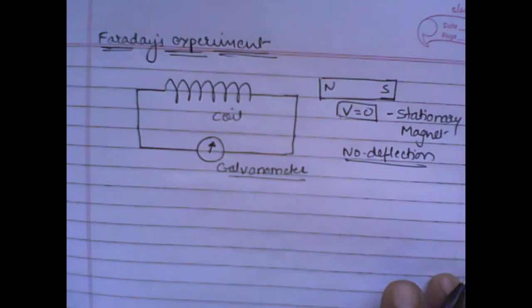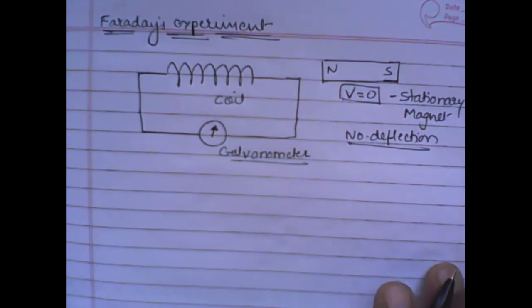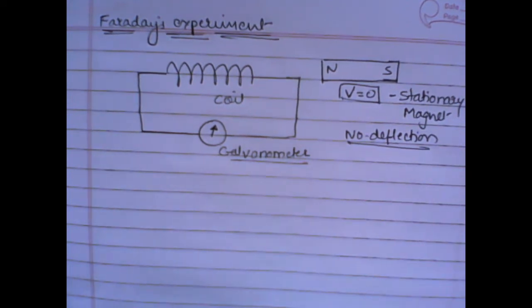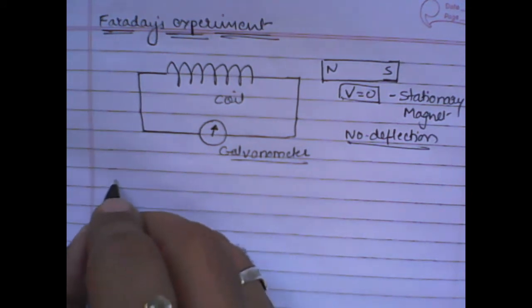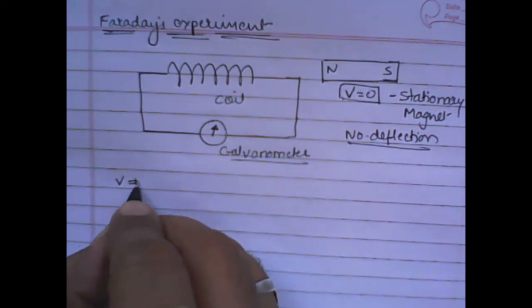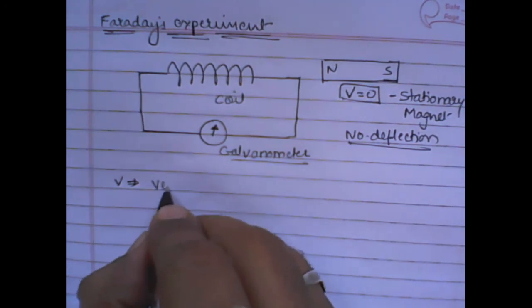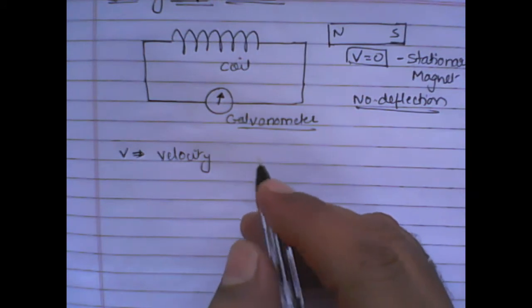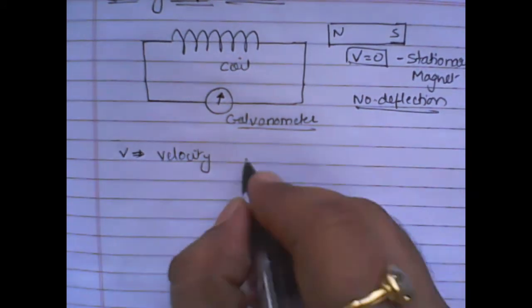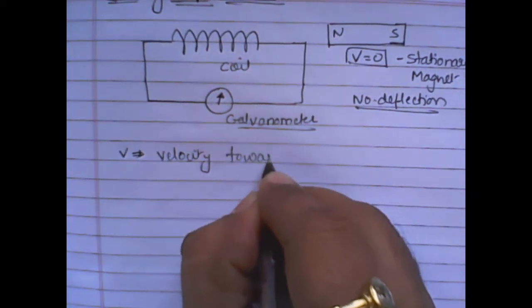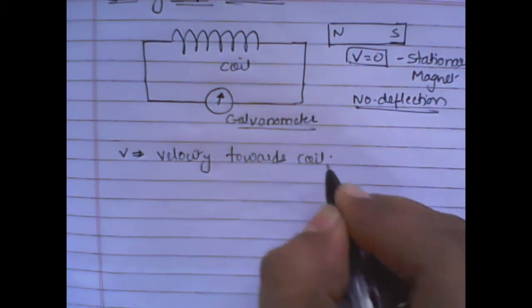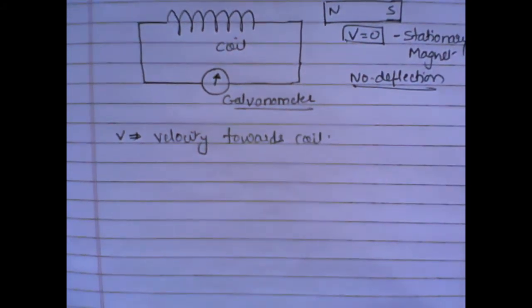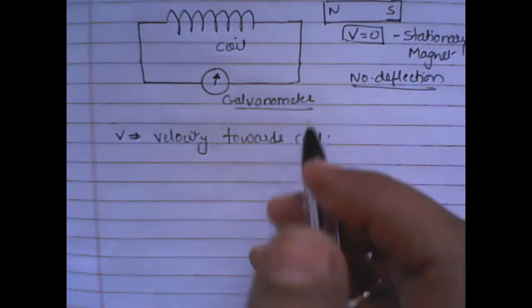In the galvanometer. So when the magnet is held stationary anywhere near or inside the coil, the galvanometer does not show any deflection. Then he started moving the magnet with a velocity v. He started making the magnet move with a velocity v towards the coil, and the north pole is moved.